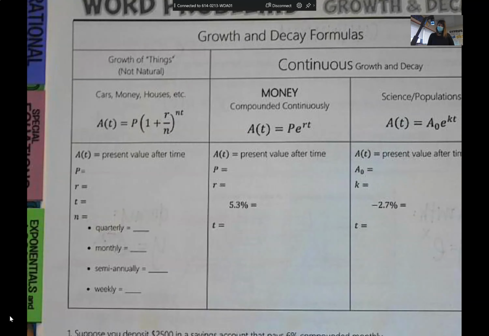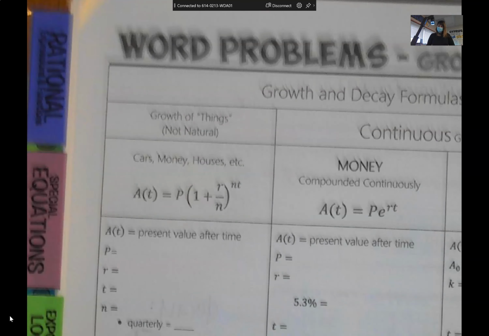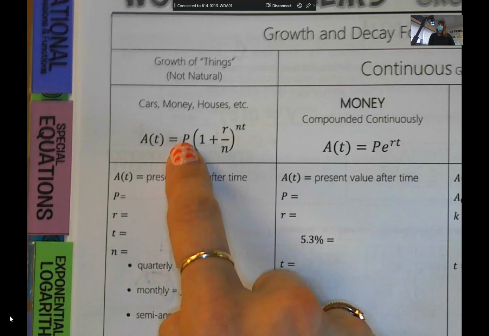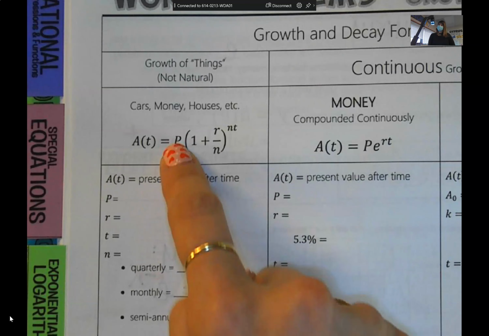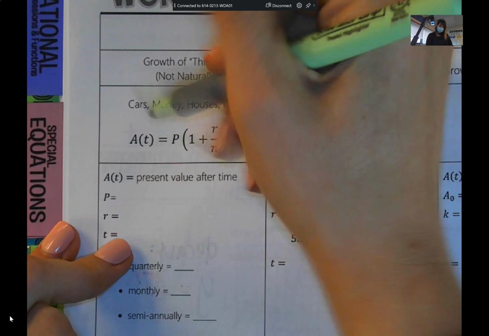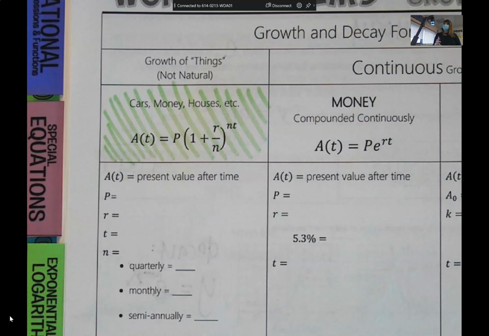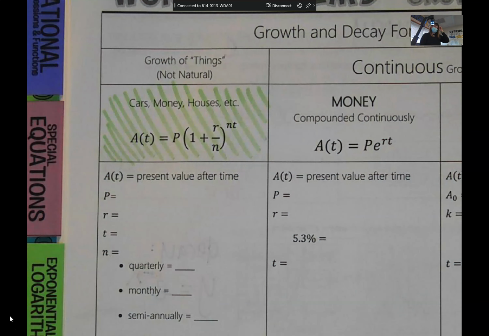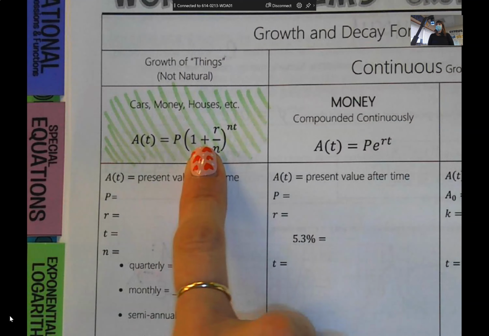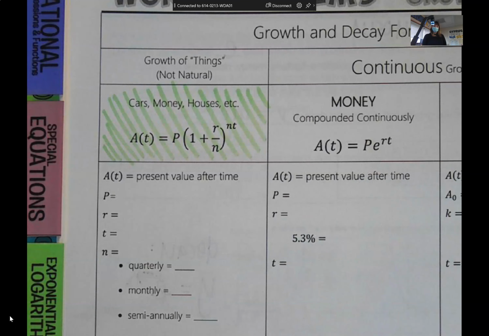So the first formula that we may need to use is this big old ginormous monster. Look how horrible he looks. This is the growth of things. It gives you an example: cars, money, houses, etc. You want to use this formula. The other ones are much more manageable.